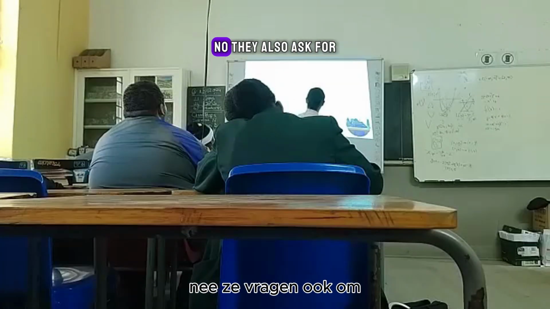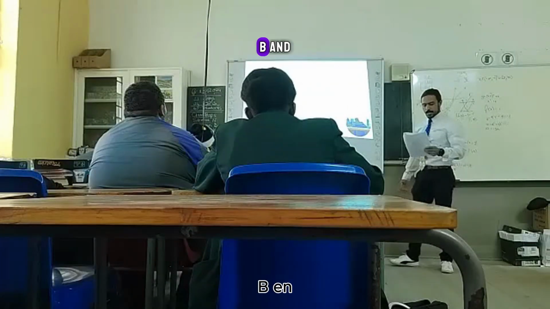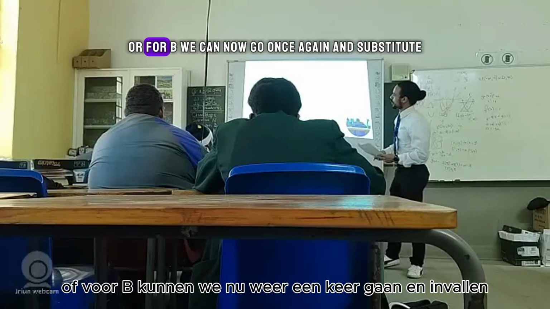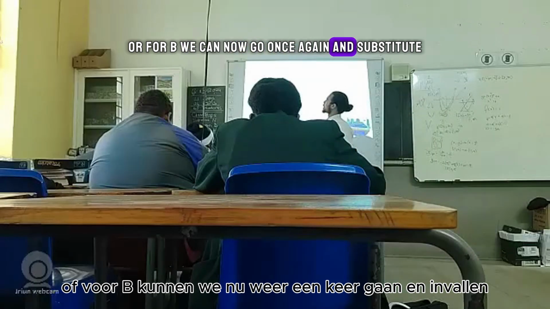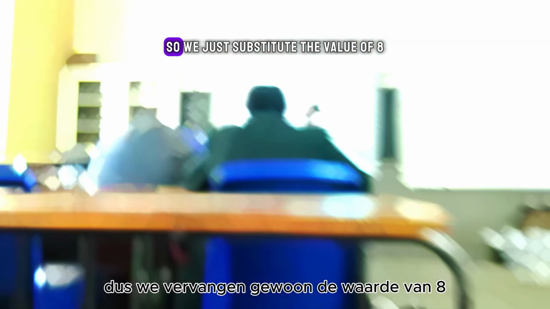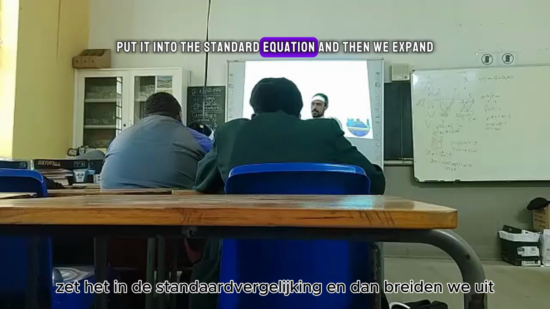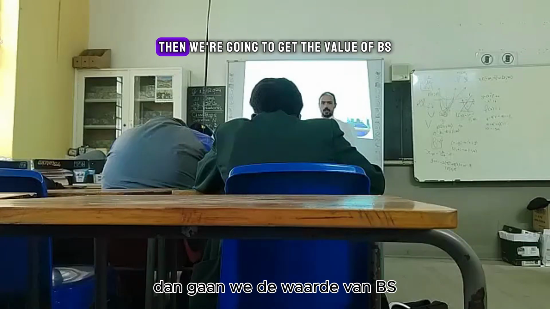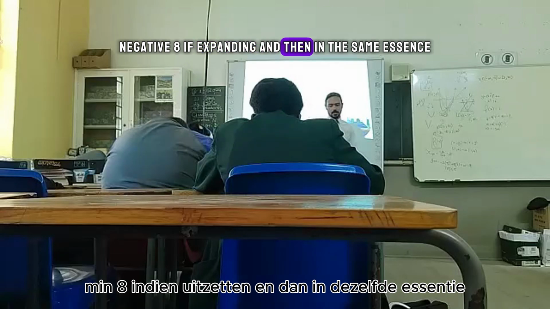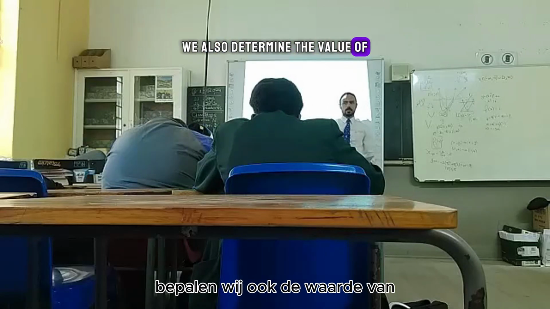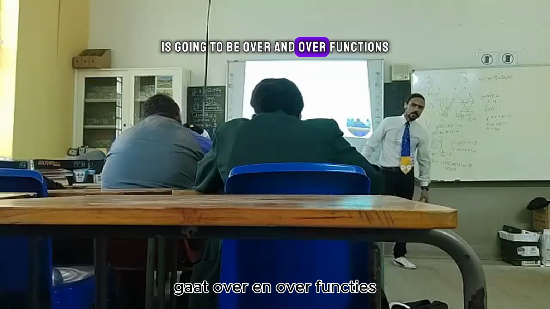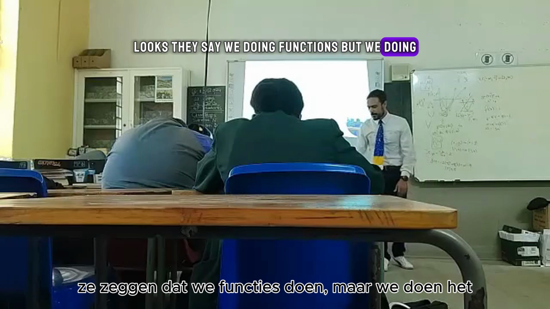Did they only ask for a? No, they also ask for b. But we actually already have the value of c. To determine b, we can go once again and substitute into the equation. We substitute the value of a, put it into the standard equation, and then we expand. Then we're going to get the value of b is negative 8. And in the same way, we also determine the value of c, which is 10. So a lot of this stuff is going to be over and over. They say we're doing functions, but we're doing algebra.